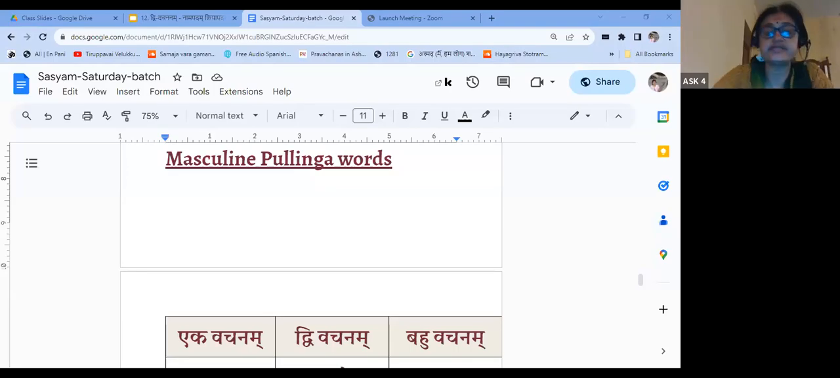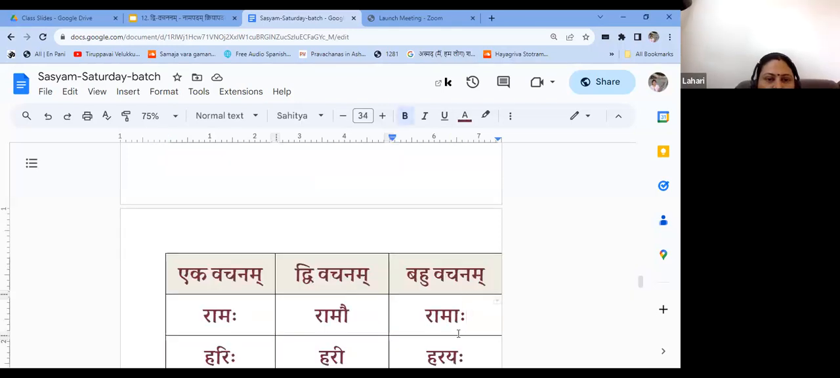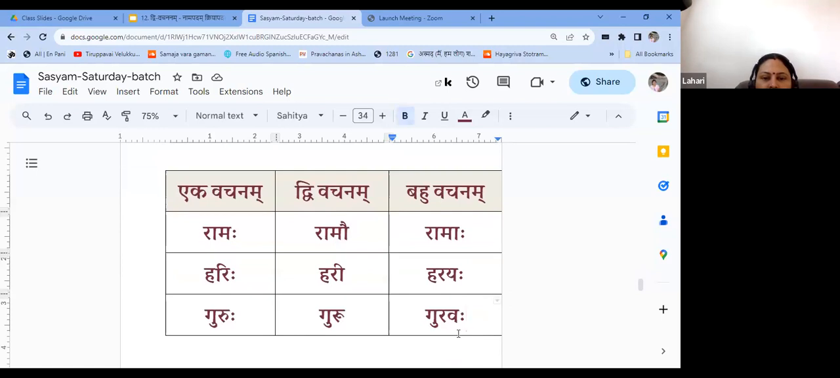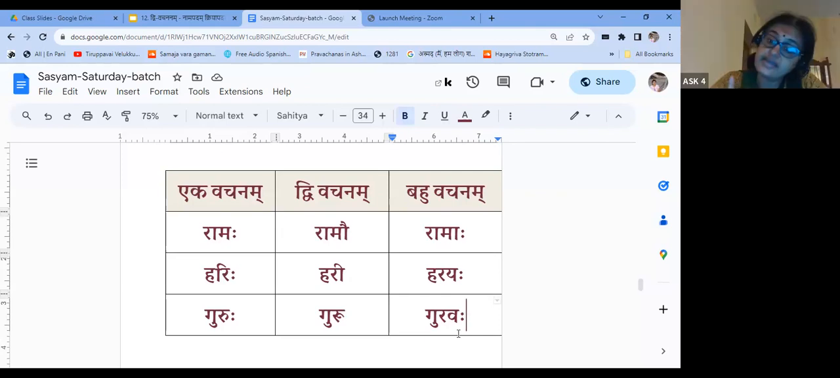Lalita Mahoday, please read the masculine Pullinga words. Ekavachanam, Dvivachanam, Bahuvachanam. Ramaha, Ramau, Ramaha. Read the Pullinga Hari, full. Harihi, Hari, Harayaha. Guruhu, Guru, Guravaha.